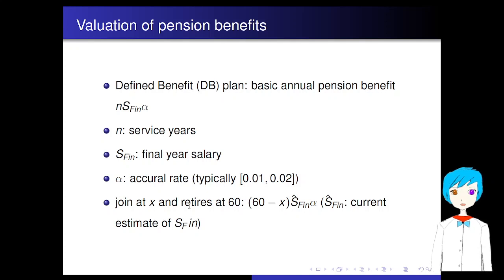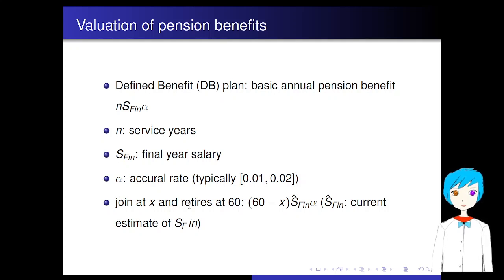So first, I would like to talk about valuation of pension benefits. For a defined benefit plan, the basic annual pension benefit is usually N times S final times alpha. N is the service years in this company, S final is the final year salary, and alpha is the accrual rate. Typically, it's 0.01 to 0.02.